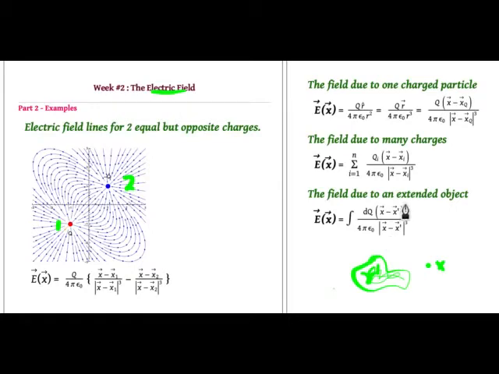And that integral will give me the electric field at the point x, which could be outside of the object, or it could be inside the object. Just some point in the volume. All right, so that's the basic idea, and now let's see some examples.